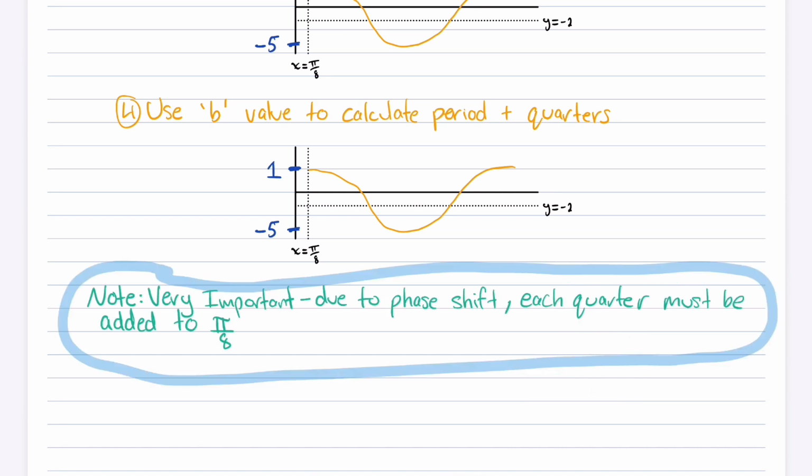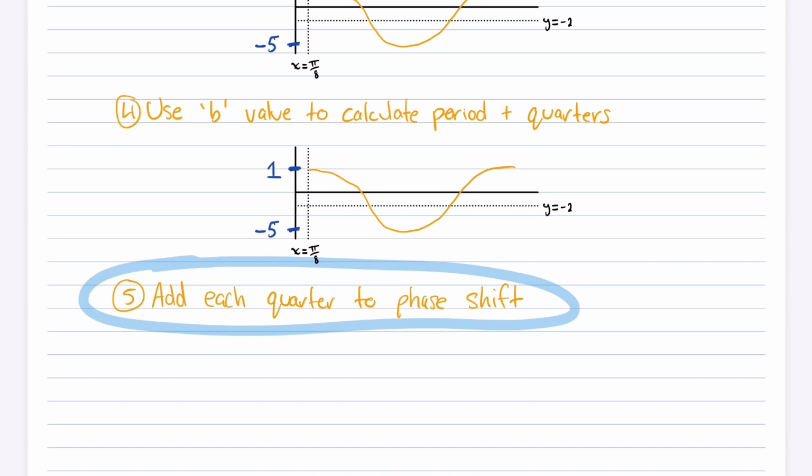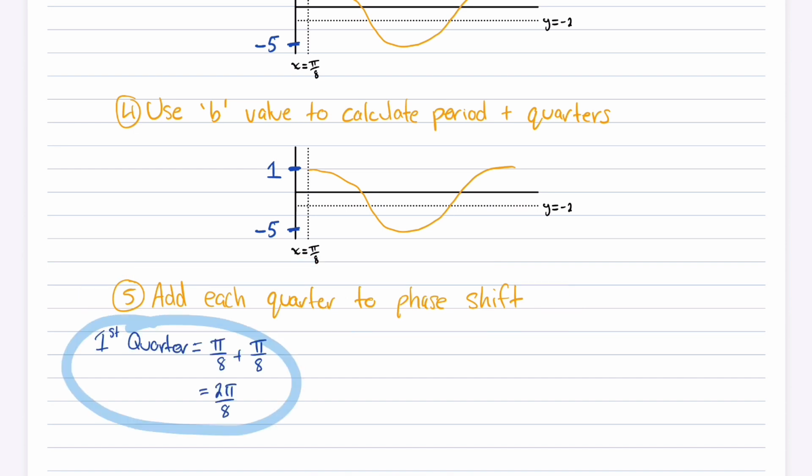So it's very important to note that due to the phase shift, each quarter must be added to pi on 8. So each quarter must be next added to the phase shift. So the first quarter is just going to be pi on 8 plus pi on 8, which is 2 pi on 8. Now, if our quarter was not pi on 8, let's say it was pi on 4, then we just have to do an extra step here because we'd have to make sure the denominators of the fractions are the same before we add them. In this case, we've gotten really lucky. Pi on 8 plus pi on 8 is just going to be 2 pi on 8.